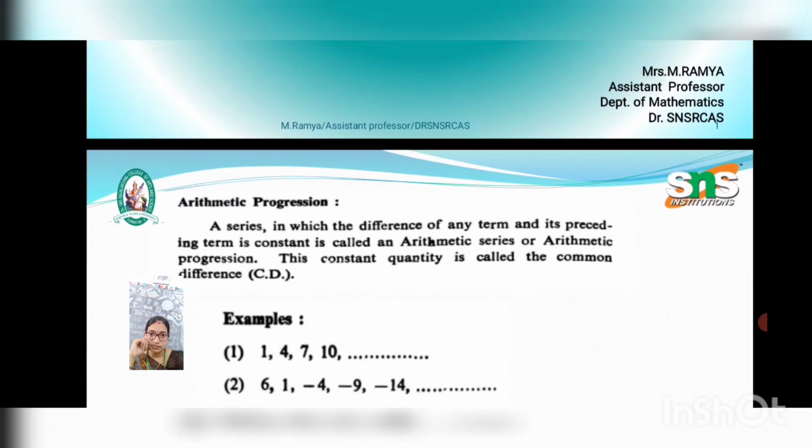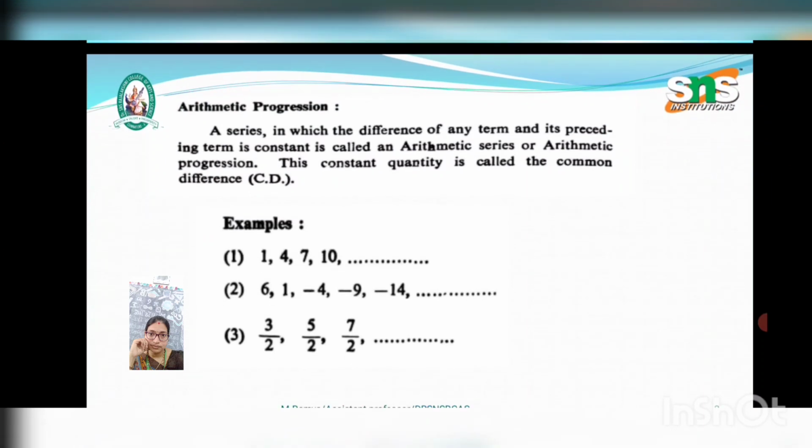What is arithmetic progression? A series in which the difference of any term and its preceding term is constant is called an arithmetic series or arithmetic progression. This constant quantity is called the common difference. Example: 1, 4, 7, 10.